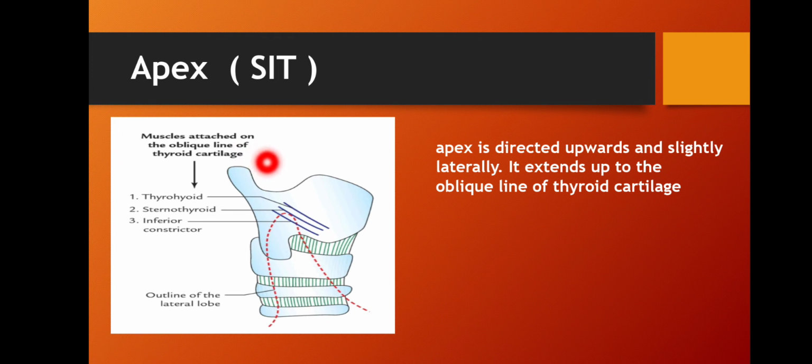So what muscles are attached? Those are SIT muscles. Which muscles? SIT muscles. S stands for sternothyroid, I stands for thyroid, T stands for inferior constrictor. With this mnemonic you can remember the muscles which are attached to the oblique line of the thyroid cartilage. The apex is directed upwards and slightly laterally, and it extends up to the oblique line of the thyroid cartilage.